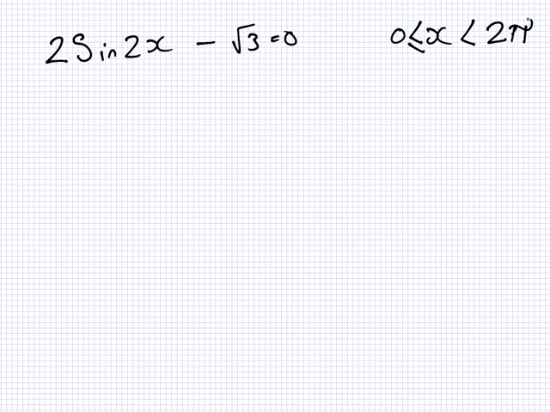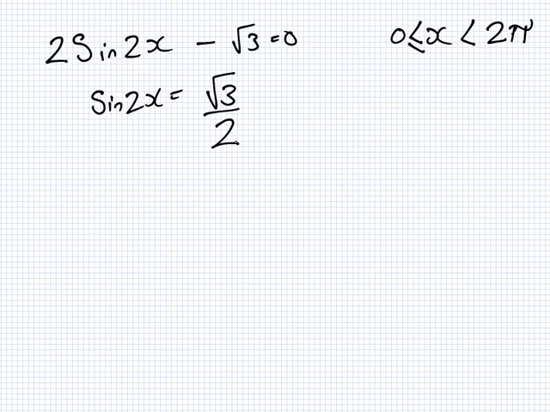How can we go about it? Well, we'll rearrange it first. We'll get sine 2x equals root 3 over 2. Now the next thing I have to say is quite important. The order you go through next is very, very important. You cannot change the order. What I mean by that is there's a certain way to solve this, and you can only solve it in this order. If you swap the steps, you get the wrong answer.